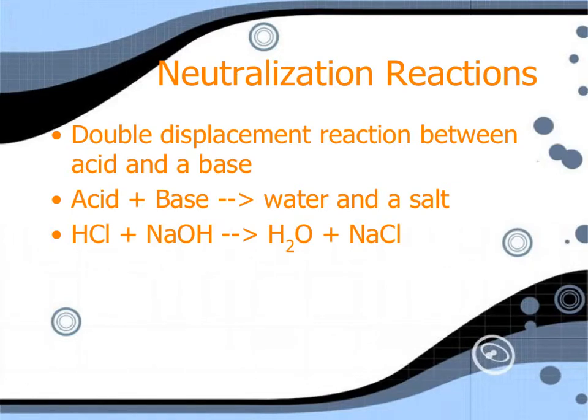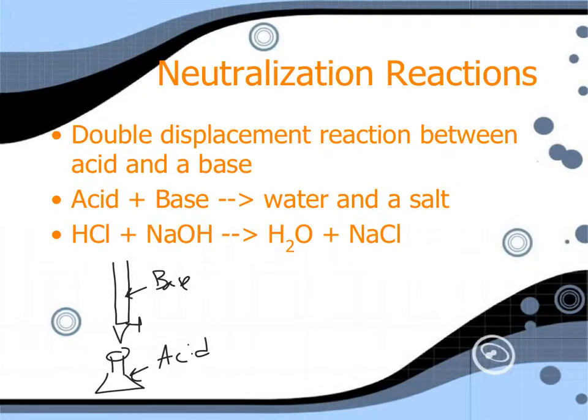Hey everybody, this video lesson is going to take us through the calculations involved in titrations. To begin with, in order to know what's happening in a titration, you need to know what's happening on the chemical level, and that's a neutralization reaction. A neutralization reaction is a double displacement reaction between an acid and a base. You mix acid with base together, and the products are water and salt.